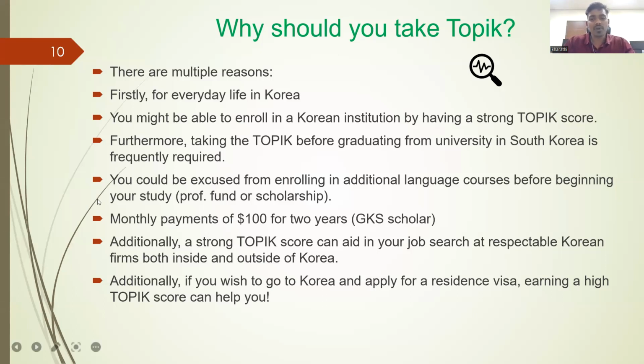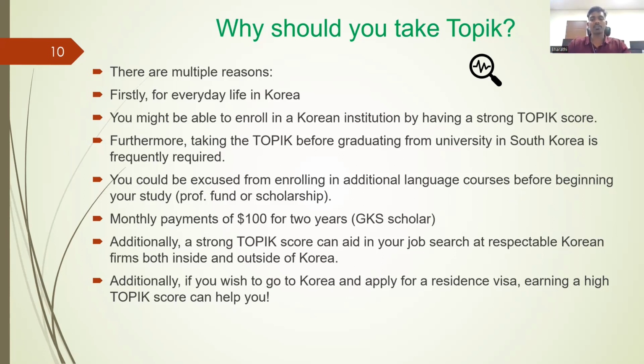Then if you get a strong TOPIK score, like level 4, level 5, you can enroll in a Korean institute also. Furthermore, before graduating from university, you have to clear some basic level, which is a must. And you could be excused from enrolling in additional language courses before beginning your study. If you already have TOPIK 4 or TOPIK 5, you don't need to study the Korean language again here.